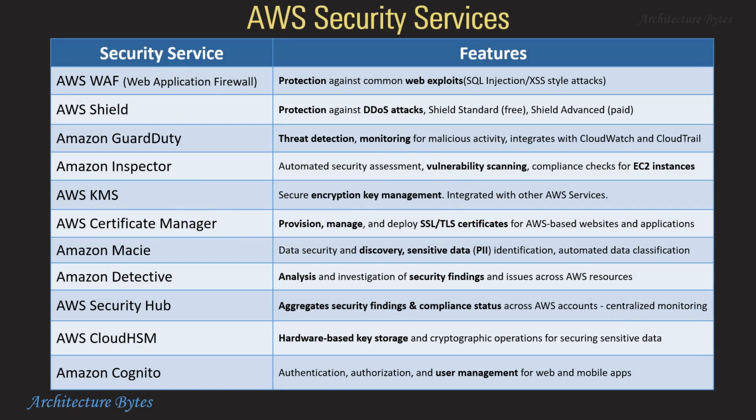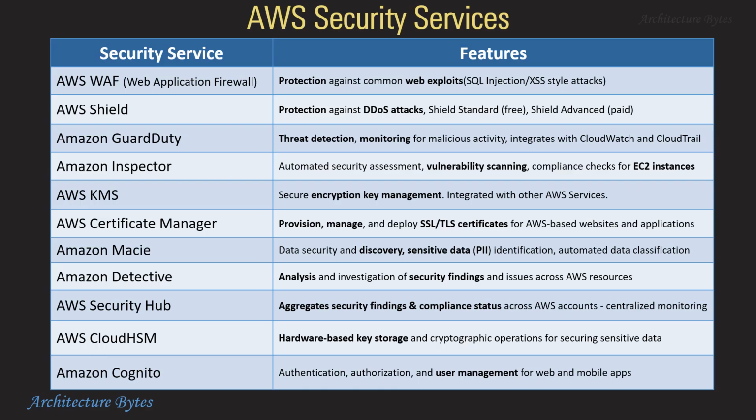Let's go over some AWS security services. AWS WAF or Web Application Firewall can be used for protection against web exploits like SQL injection and so on. AWS Shield for protection against DDoS attacks. Amazon GuardDuty for threat detection and monitoring for malicious activity. Amazon Inspector for vulnerability scanning. AWS KMS for secure encryption key management. AWS Certificate Manager to provision, manage, and deploy SSL TLS certificates.